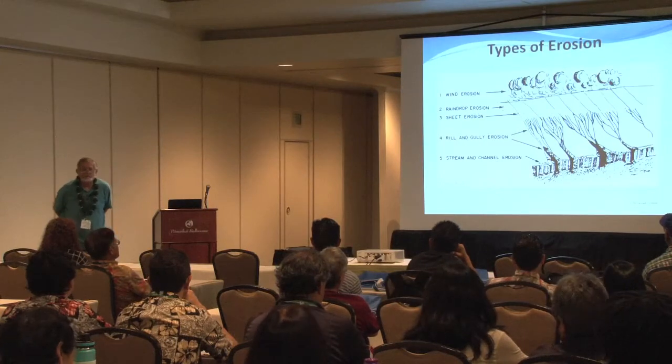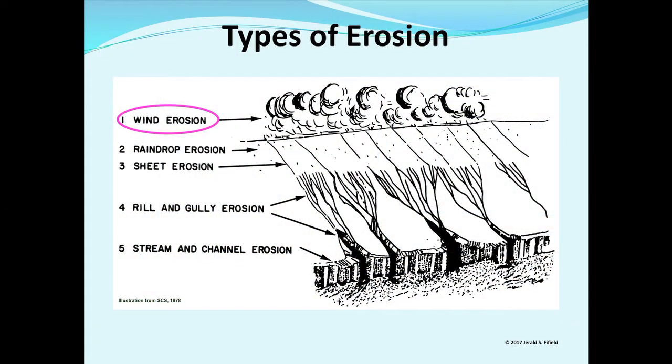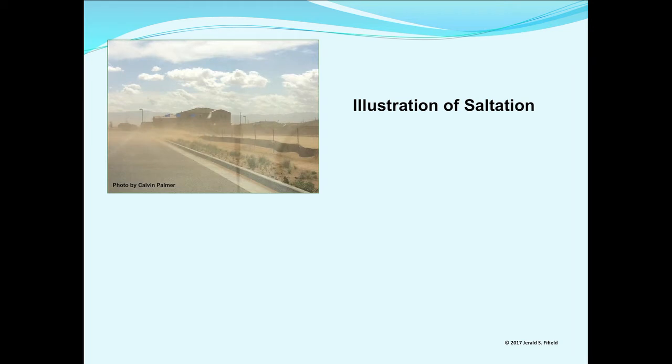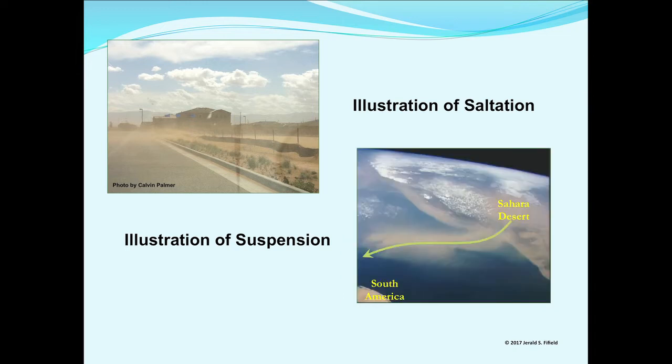Just to go through, some of you may have seen this many times, wind erosion. That itself is something we like to talk about, because if you think about Oahu, the west side of Oahu is a heck of a lot drier than the east side. Wind erosion can be much more of a problem on the west side than on the east side. Well, these are illustrations. We call it saltation, suspension. You might have seen this in the news when Phoenix, Arizona got hammered. By the way, notice this picture from the Sahara Desert to South America. The Amazon is built by the soils from the Sahara Desert.